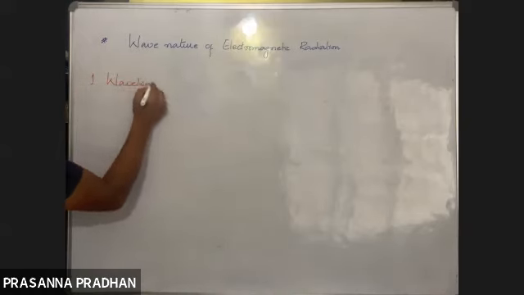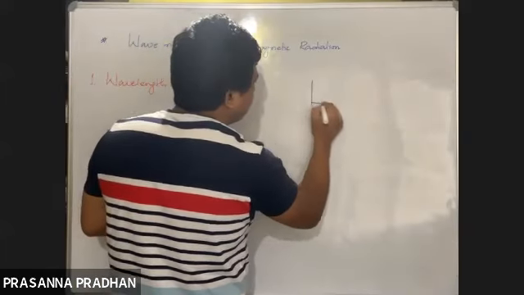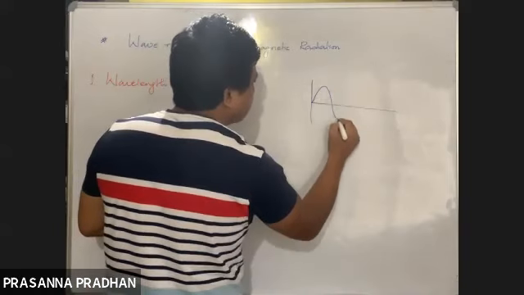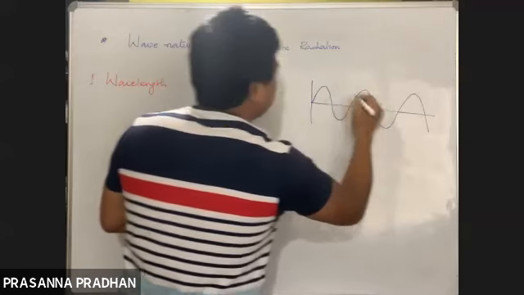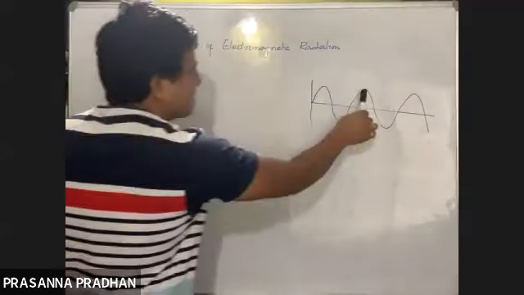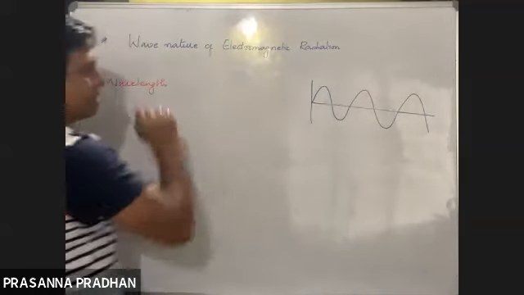If I ask you to draw a wave, wave means it originates from a source and travels in space like this. So we'll draw it in this way. These maxima are known as a crest and these minima are known as a trough. The wave has originated from this position.